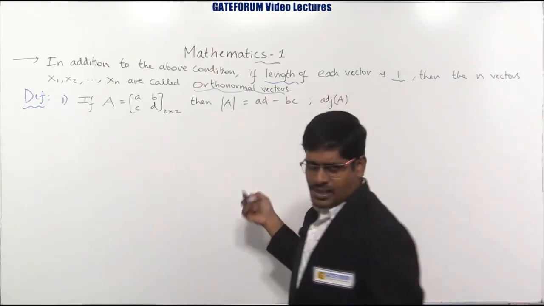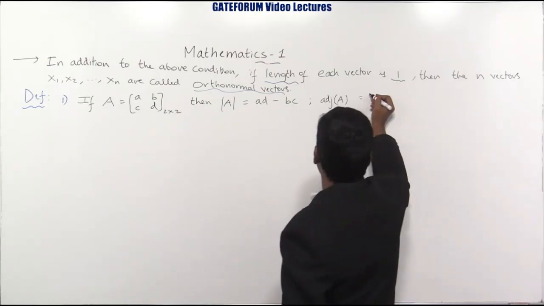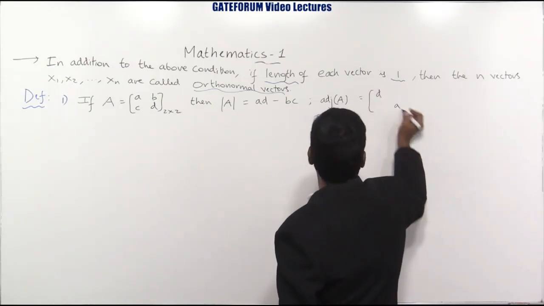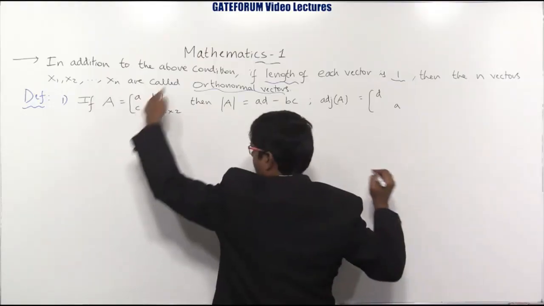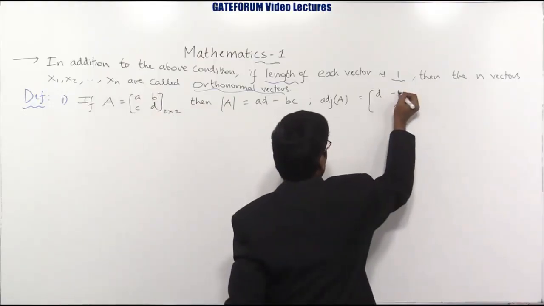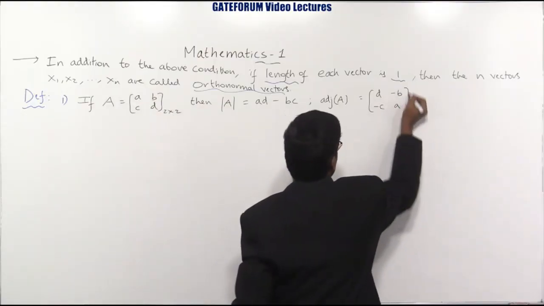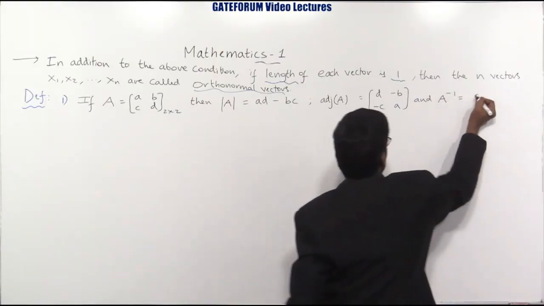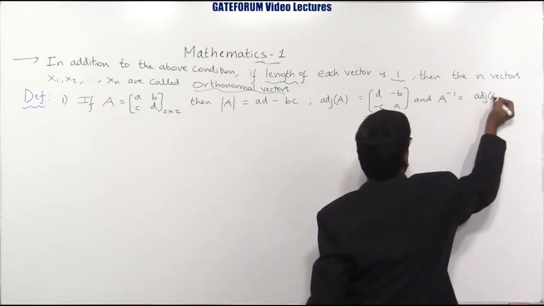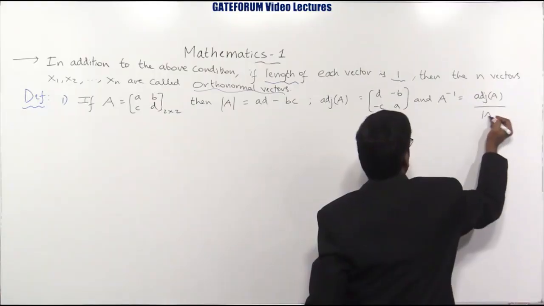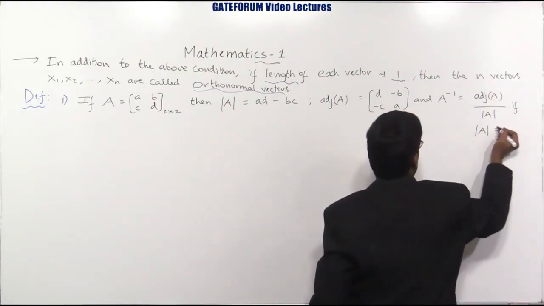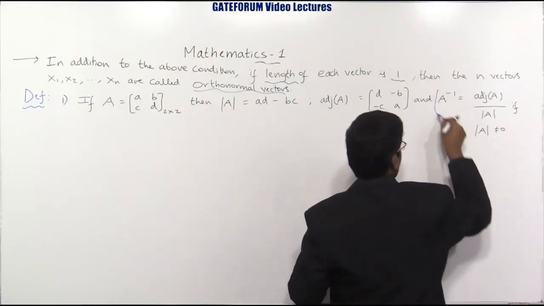Next, the adjoint of a square matrix is denoted by adj A. I will tell the original meaning later. In the 10th class shortcut method, interchange the diagonal elements and multiply the non-diagonal elements by a minus sign: minus b, minus c. And everyone remember this formula: A inverse is equal to adjoint A divided by determinant A, on one condition, if determinant A is not equal to 0.